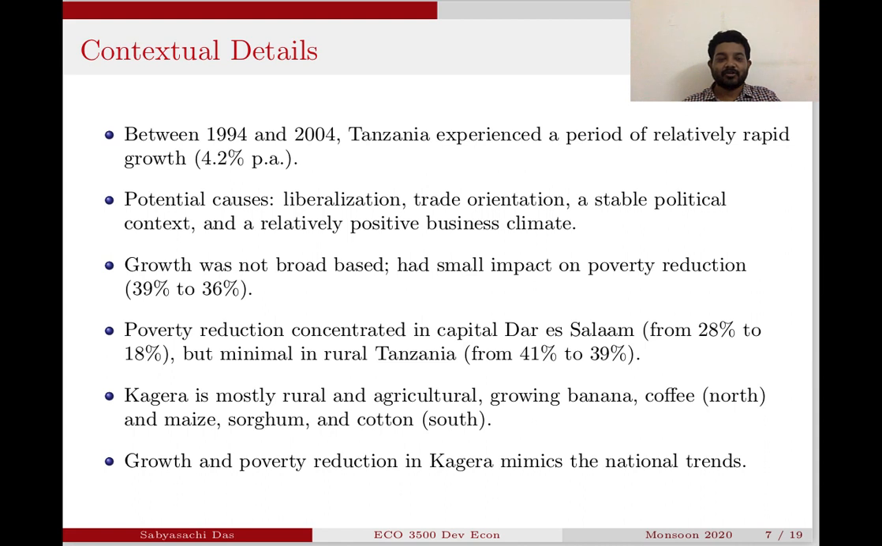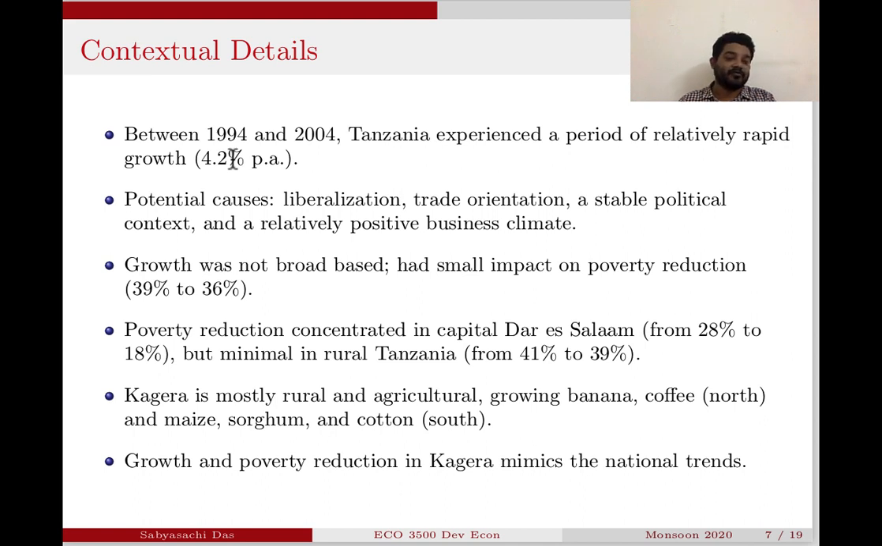A little bit of economic context. If you think about the entire country, between 1994 and 2004, as the authors report, Tanzania experienced a period of relatively rapid economic growth, about 4.2% per annum. Population grew less than that, about 3.2% per annum. So that shows that this is real income growth, and so per capita real income growth was about 1% per annum.